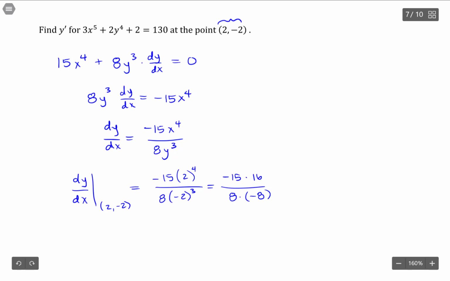So right away, I can see that these negatives will cancel each other out. 8 will go into 16 2 times, and then this factor of 2 will go into this 8 4 times. So that leaves me 15 over 4. And that's going to be the slope of the curve at that particular point. So 15 fourths. And it's not always necessary to write an exact value, but it's always a good idea if you're uncertain. It's definitely more preferred over any approximation.